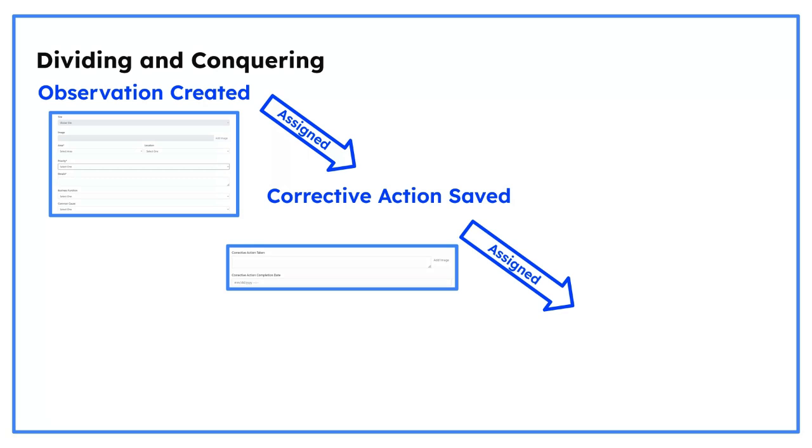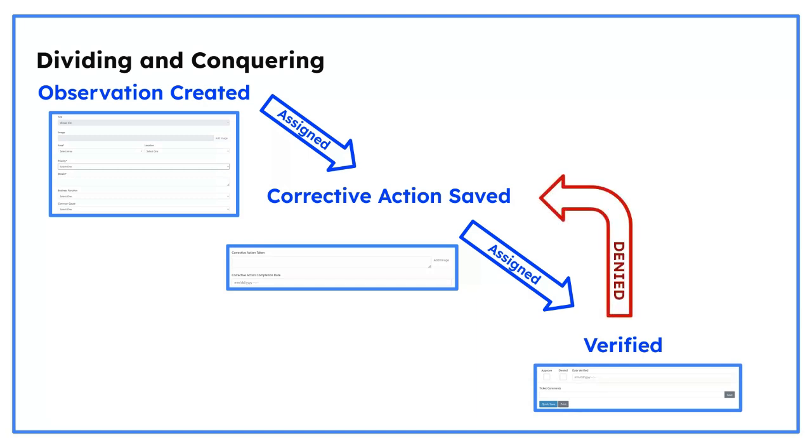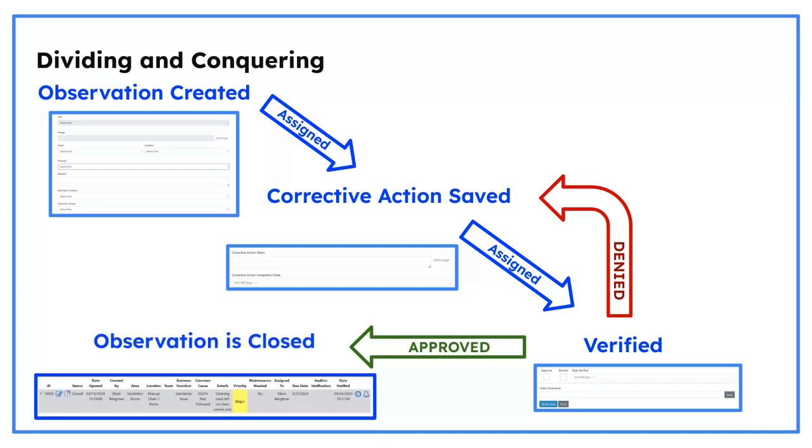Once they've hit save, it will be sent to the person in charge of verifying it, where they can either approve or deny the corrective action. If they deny it, it's still open and must be resolved. If approved, the observation is closed and stored.